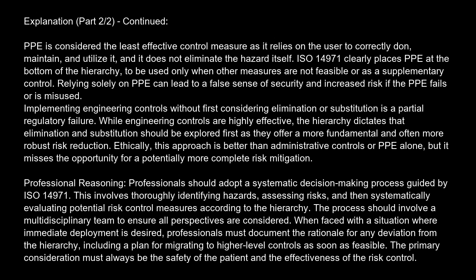Professionals should adopt a systematic decision-making process guided by ISO 14971. This involves thoroughly identifying hazards, assessing risks, and then systematically evaluating potential risk control measures according to the hierarchy. The process should involve a multidisciplinary team to ensure all perspectives are considered. When faced with a situation where immediate deployment is desired, professionals must document the rationale for any deviation from the hierarchy, including a plan for migrating to higher-level controls as soon as feasible. The primary consideration must always be the safety of the patient and the effectiveness of the risk control.